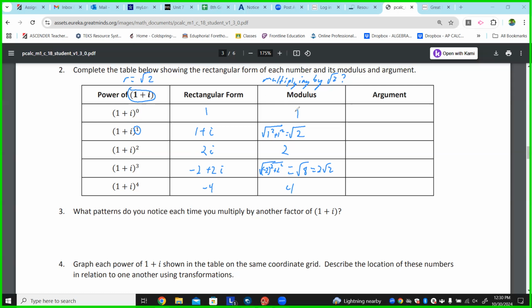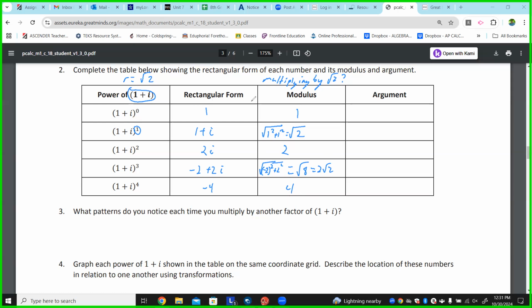So for instance, anything to the 0 would be 1. Square root of 2 to the 1 power would be what? Square root of 2. Square root of 2 to the second power would be what? 2. Square root of 2 to the third power would be square root of 2 times square root of 2 times square root of 2. One of them would turn into a 2, but then I would still have a square root of 2. And then to the fourth power would be 4, because it ends up being 2 times 2, which is 4.